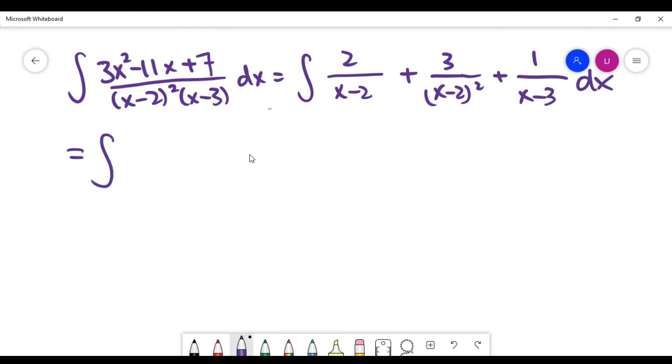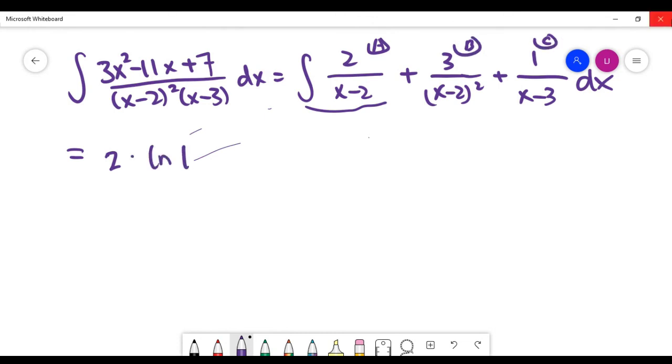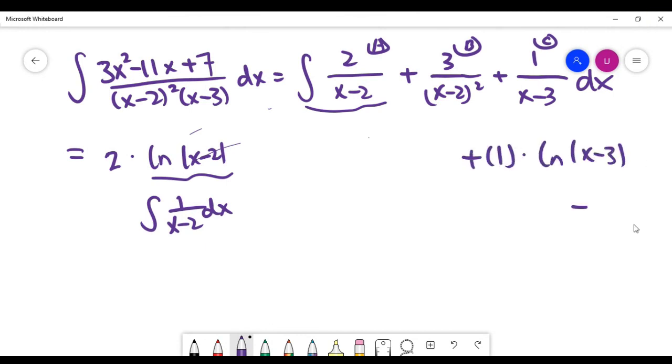The first term is actually easy because it's a degree 1 factor in the denominator. So we can use the ln function. 2 is the constant for the A, and 3 is the constant for the B, and 1 is the constant for C, right? And 2 times ln of x minus 2 is the answer for the antiderivative of 1 over x minus 2, right? And similarly, for the last term, it's also clear. It should be 1 times ln of x minus 3.